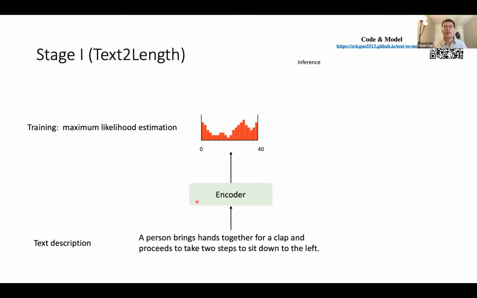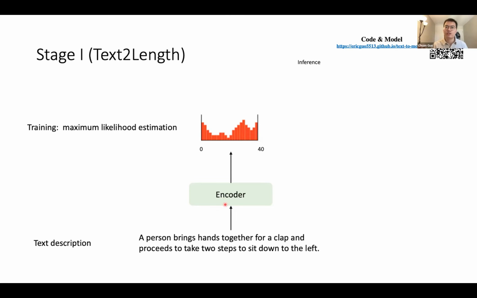So let's look at the first stage, text-to-length. As we said, we want to get a distribution of the target length given a text description. How should we do that? This is actually a straightforward idea. We have an encoder, and this encoder can be anything: a recurrent neural network, a transformer, or whatever.